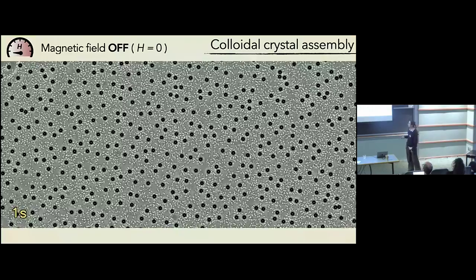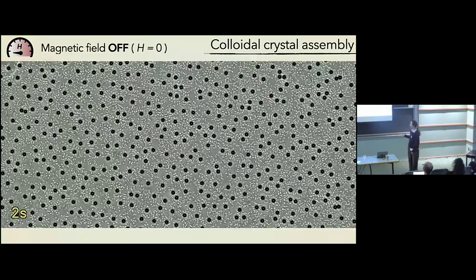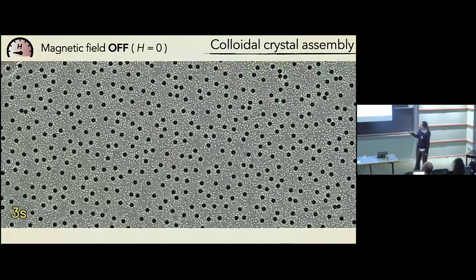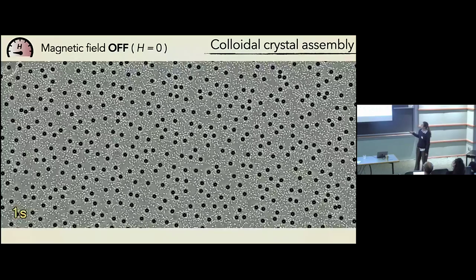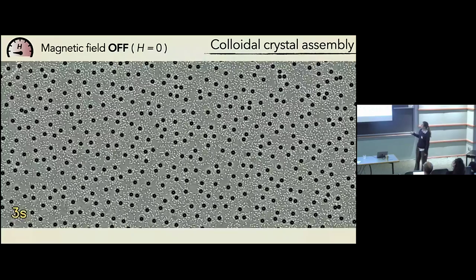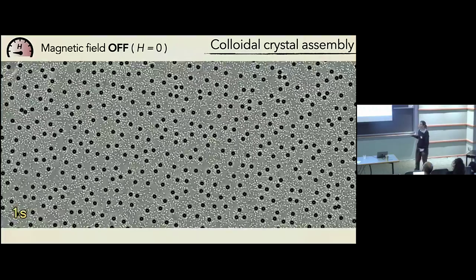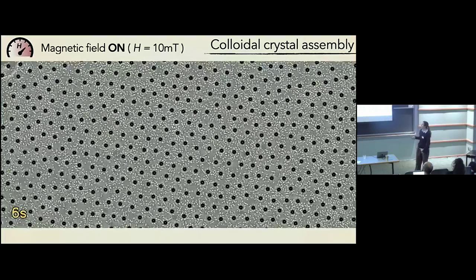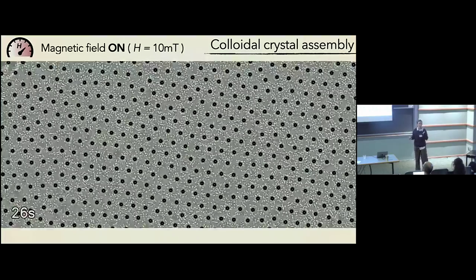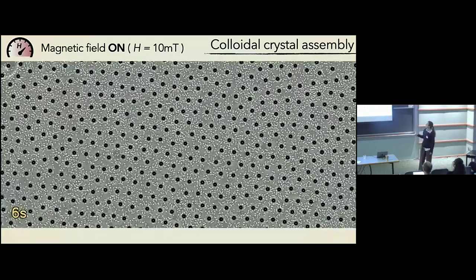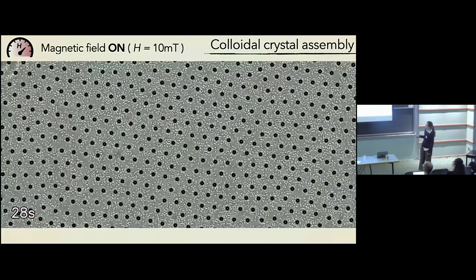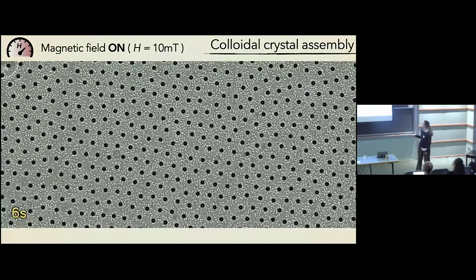This is the sample. Hopefully you see the bacteria in white swimming around, and the particles are disordered. There's no magnetic field yet. Then if we turn up the magnetic field, it quickly self-assembles into this pretty ordered crystal, right?